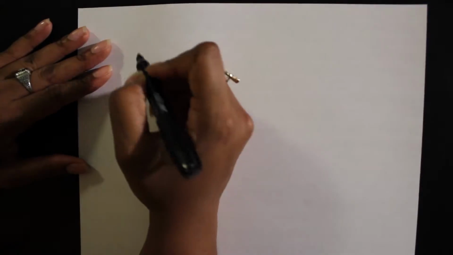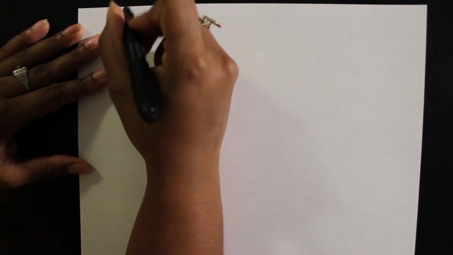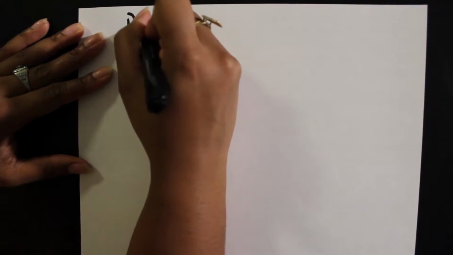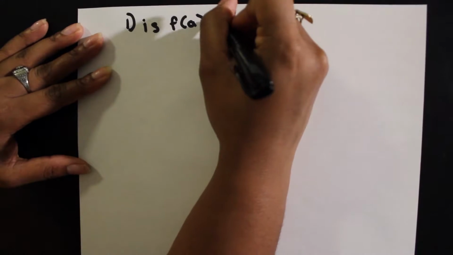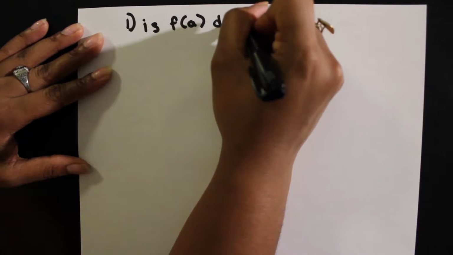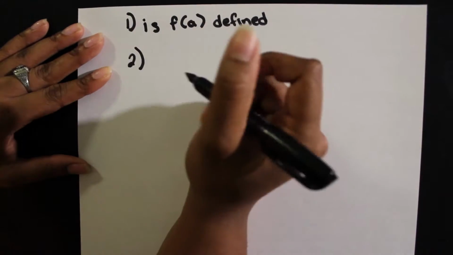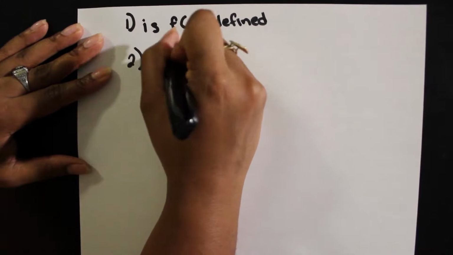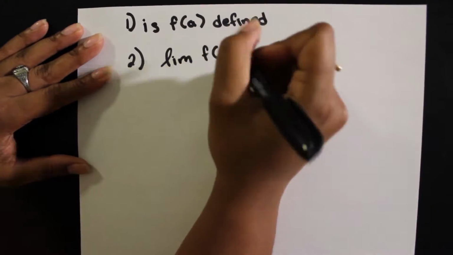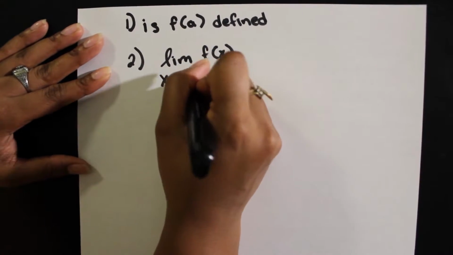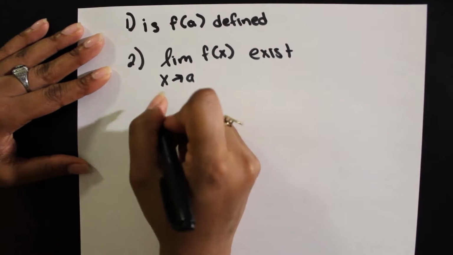In order to tell if a function is continuous, you check the 3 rules of continuity. The first rule is: is f of a defined? The second rule is: does the limit of f of x as x approaches a exist?